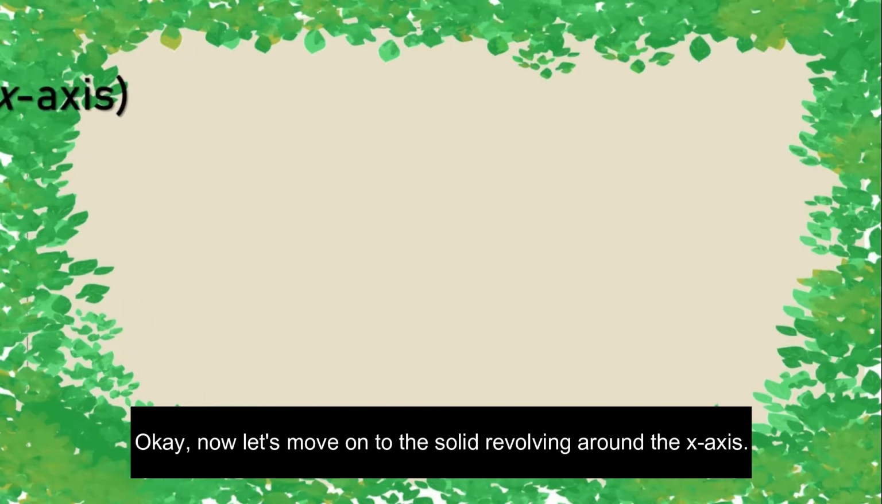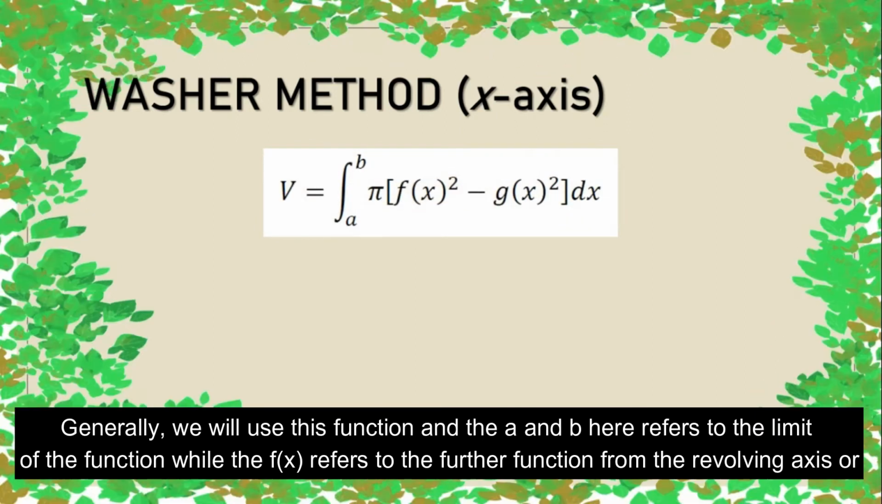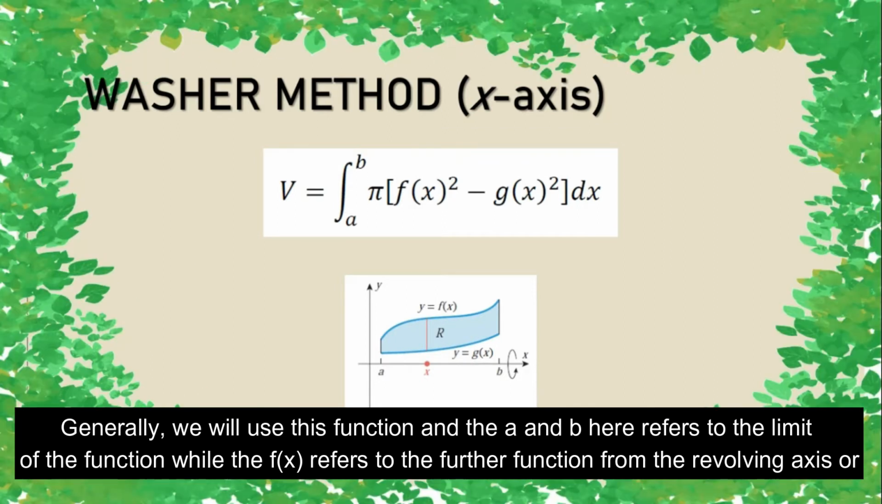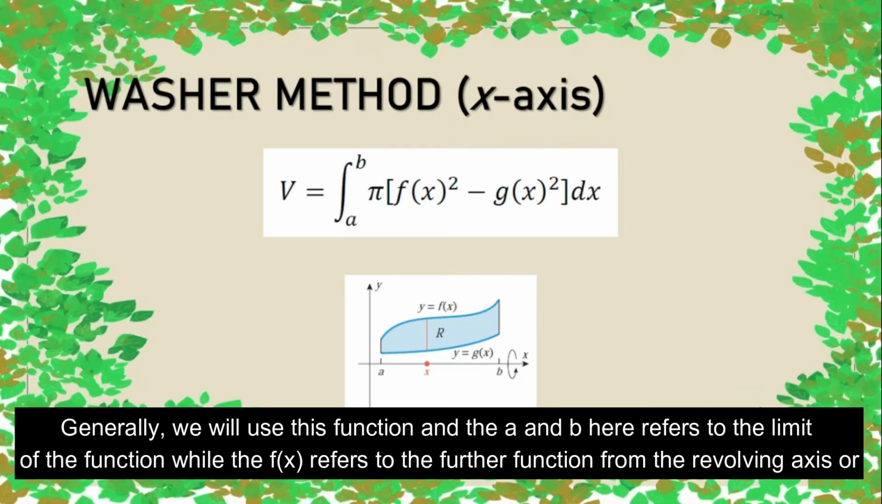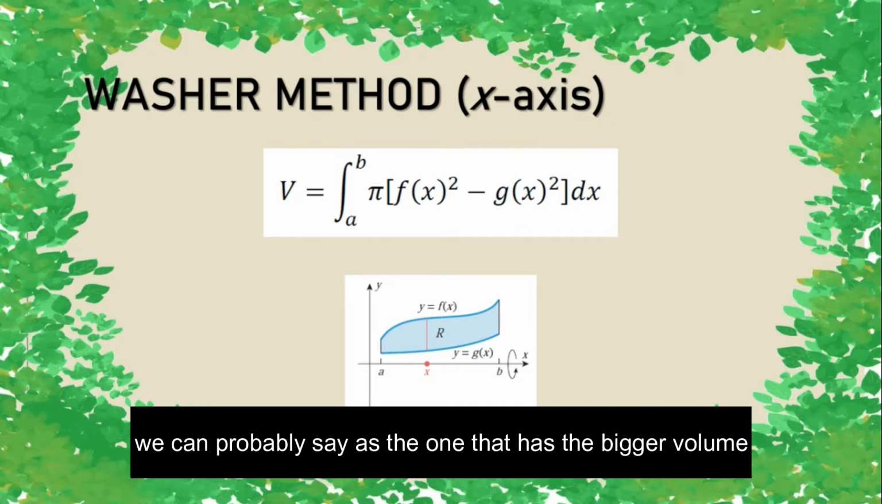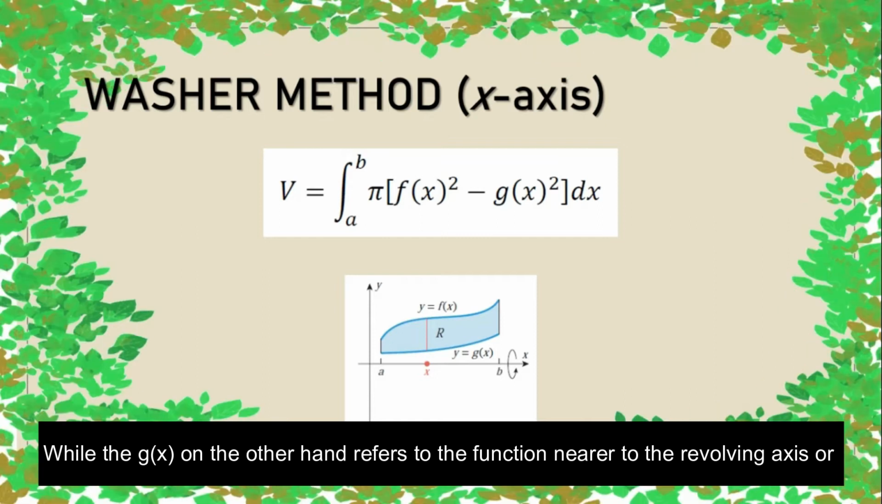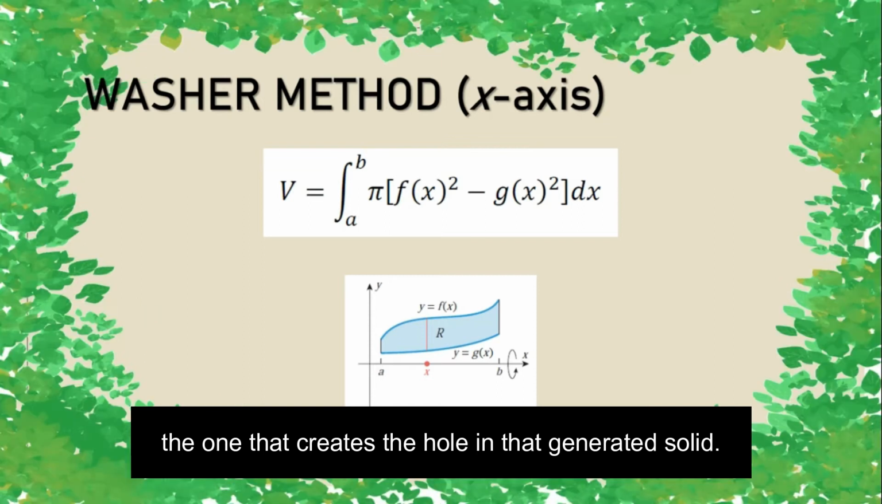Okay, now let's move on to the solid revolving around the x-axis. Generally, we will use this function, and the a and b here refer to the limits of the function, while f(x) refers to the function further from the revolving axis, or you can say the one that has bigger volume, while g(x), on the other hand, refers to the function nearer to the revolving axis, or the one that creates the hole in the generated solid.